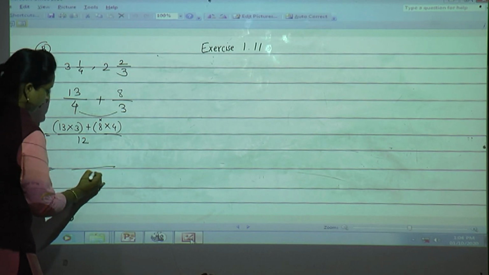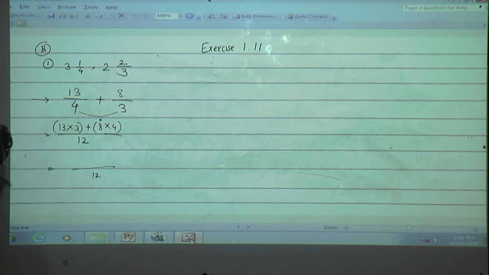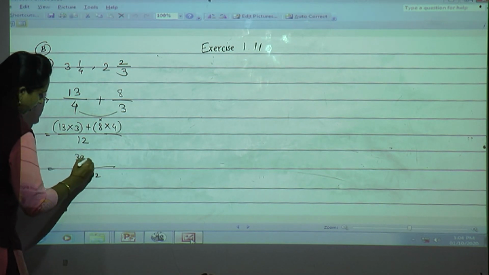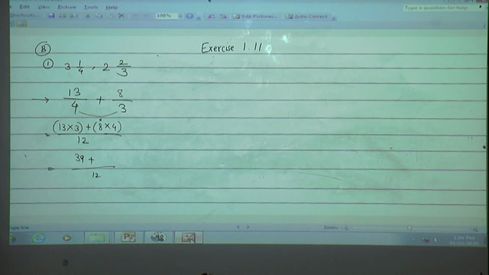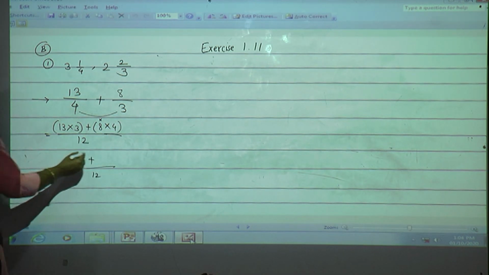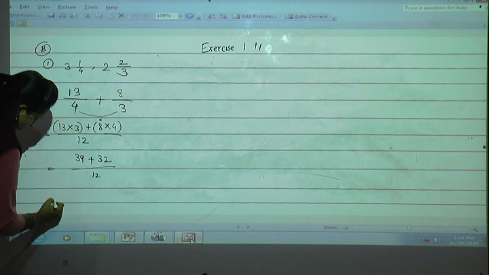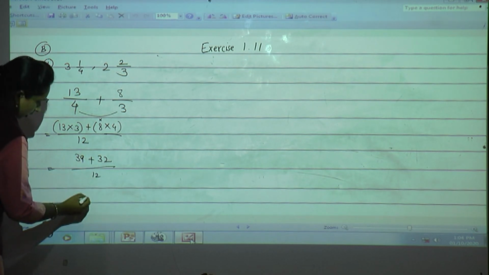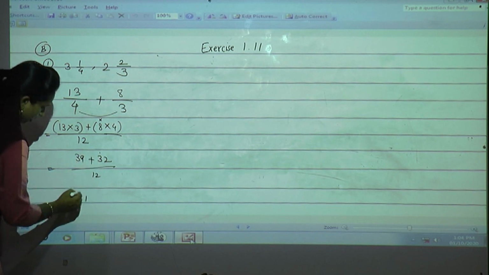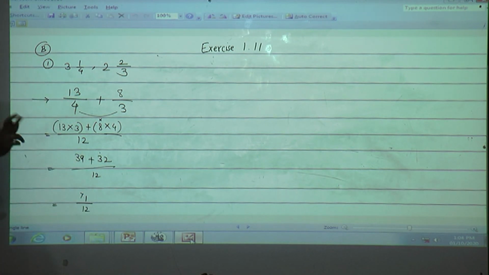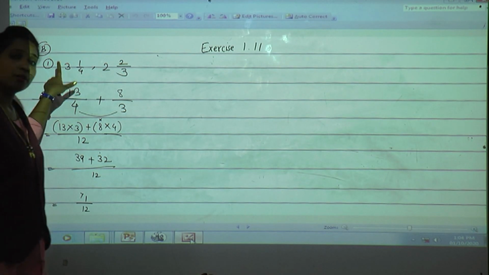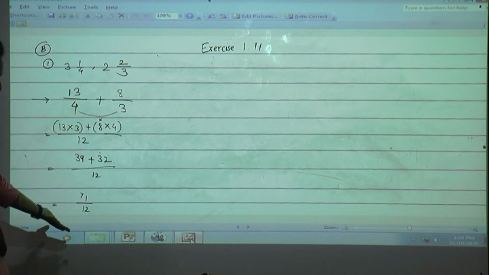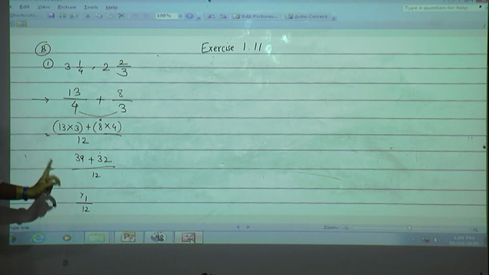Now the next step, 12 as it is, 13 3s are, yes, tell me, 39, isn't it? Plus 8 4s are, yes, 32, correct? Now next, do the addition. 39 plus 32, 9 plus 2, 11, carry 1, 3 plus 3, 6 plus 1, 7. Now always remember, whenever they give a mixed fractions question, you have to convert the answer also into a mixed fraction only. Now we need to convert this number into a mixed fraction.